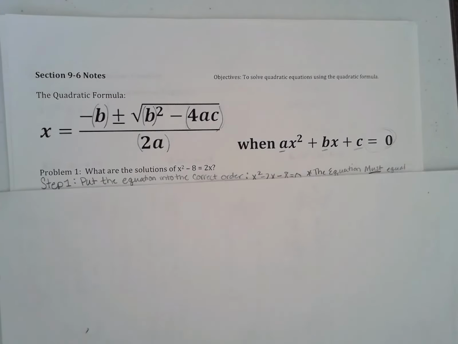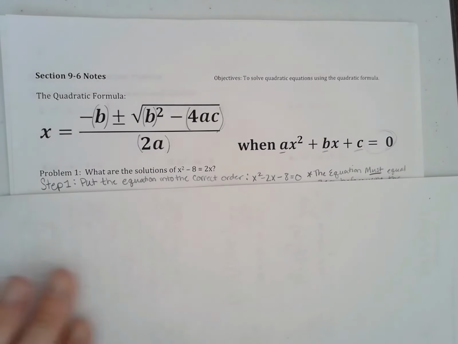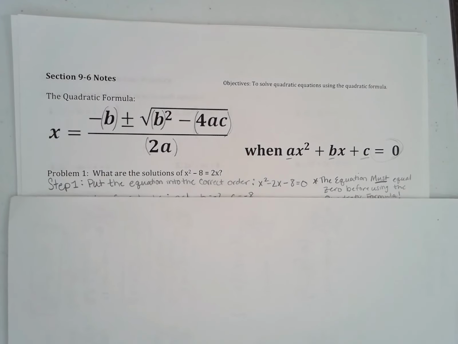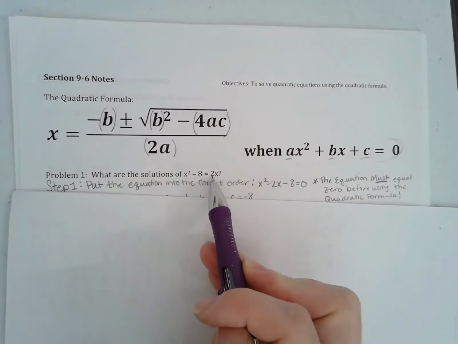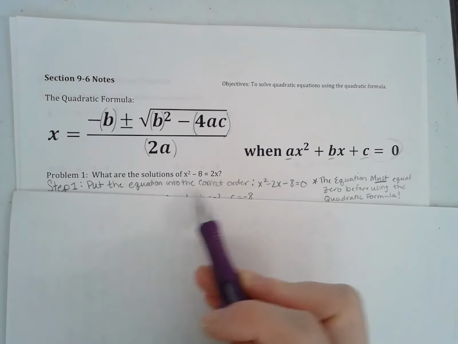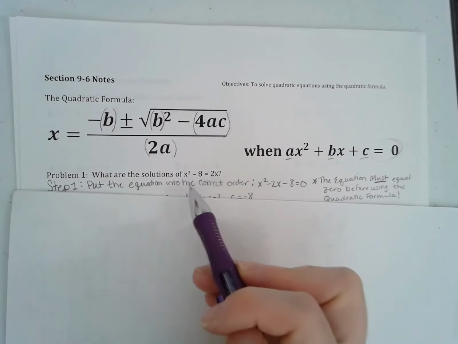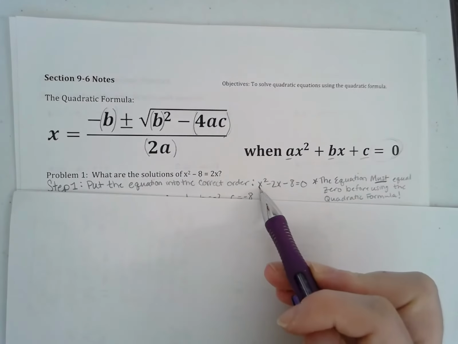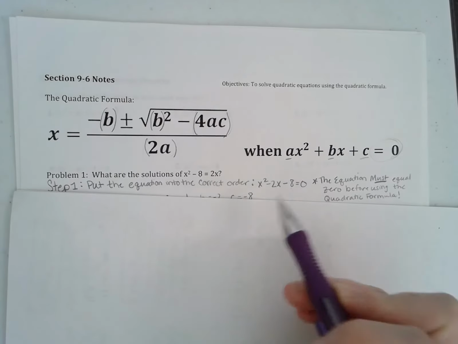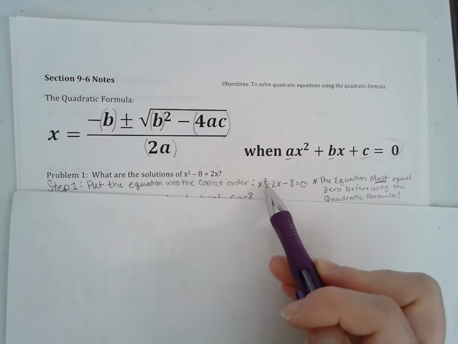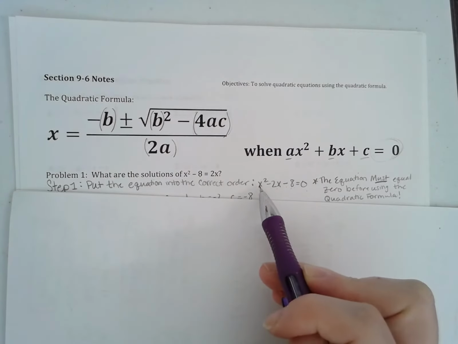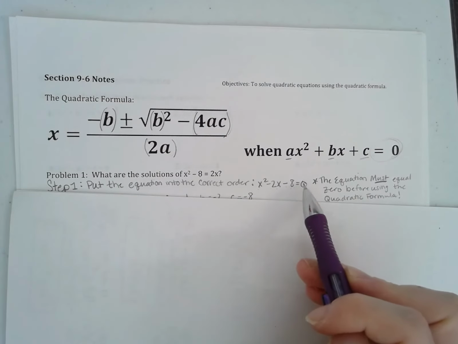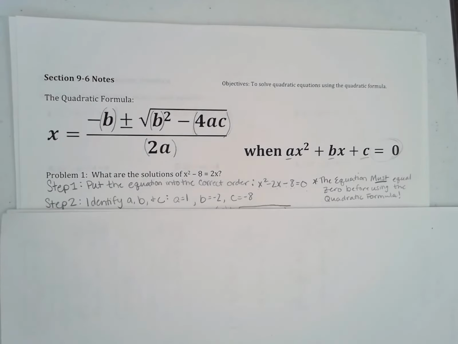So step 1 is to make sure the equation is in the correct order. That means the equation must be equal to 0 before using the quadratic formula. So in this case, I have to subtract 2x from both sides to make it equal 0. Now I'm going to put that 2x in between the x squared and the minus 8. So my equation will look like x squared minus 2x minus 8 equals 0. So it goes from x squared, x number, and it equals 0 at the end.